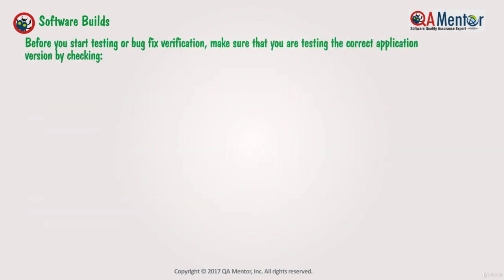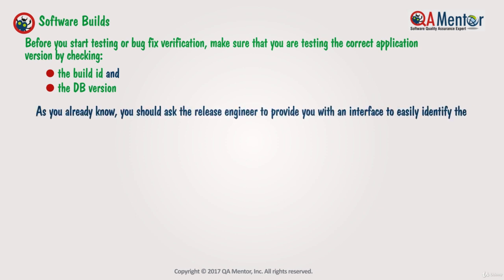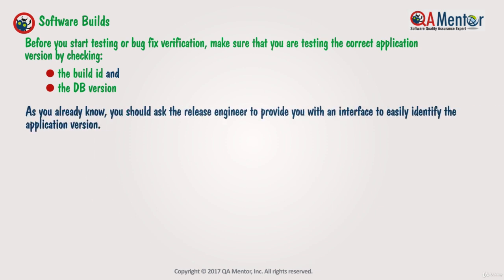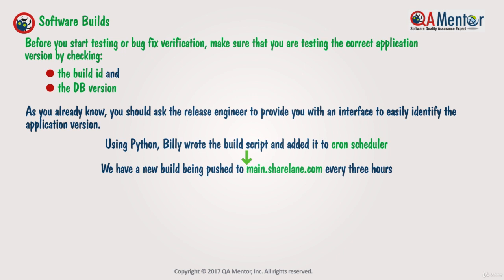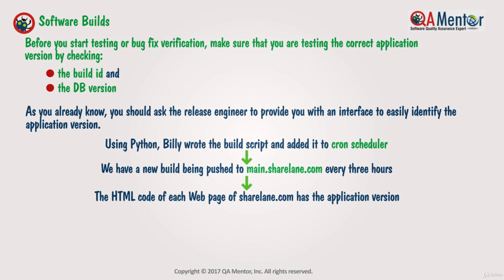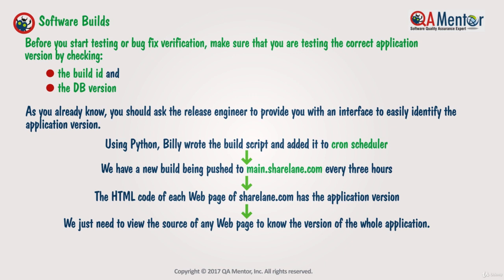Before you start testing or bug fix verification, make sure that you are testing the correct application version by checking the build ID and the DB version. As you already know, you should ask the release engineer to provide you with an interface to easily identify the application version. Using Python, Billy wrote the build script and added it to cron scheduler, so we have a new build being pushed to main.sharelane.com every 3 hours. The HTML code of each web page of sharelane.com has the application version, so we just need to view the source of any web page to know the version of the whole application. No more guessing and miscommunication about application version.